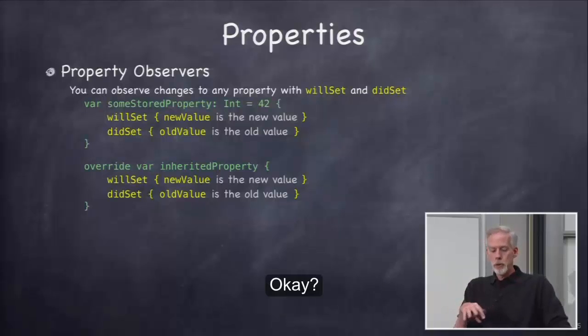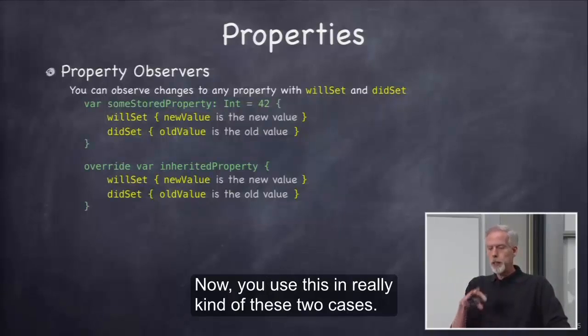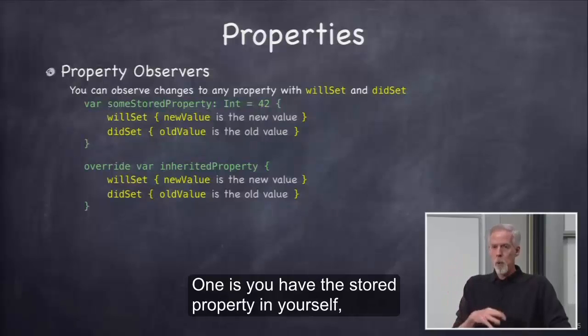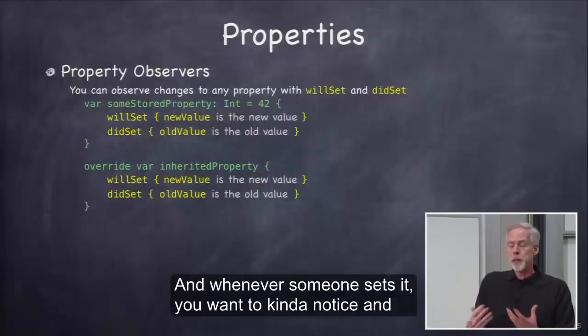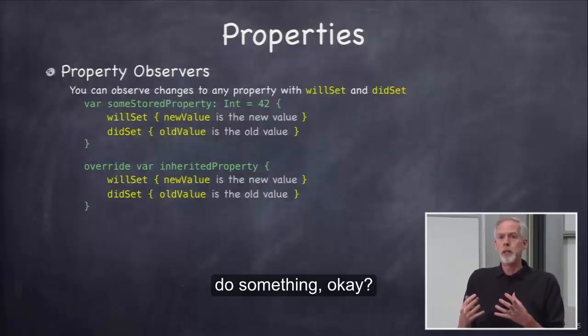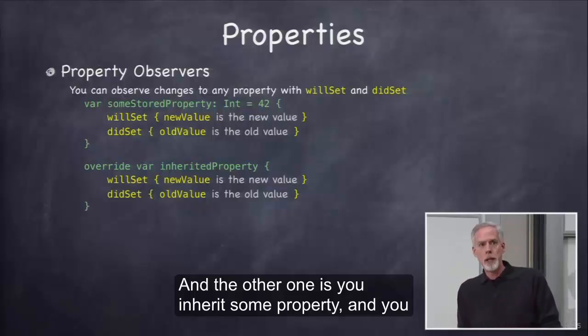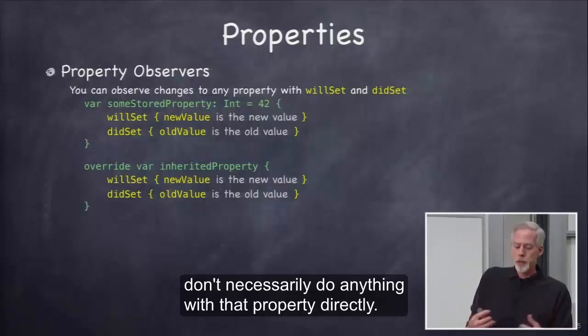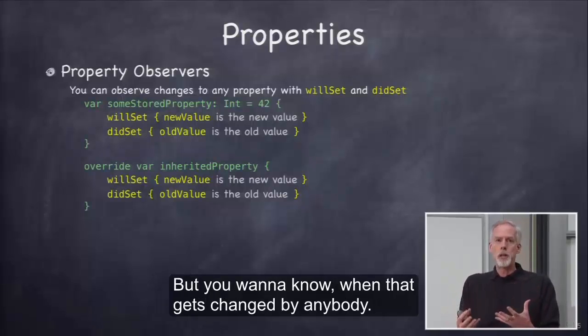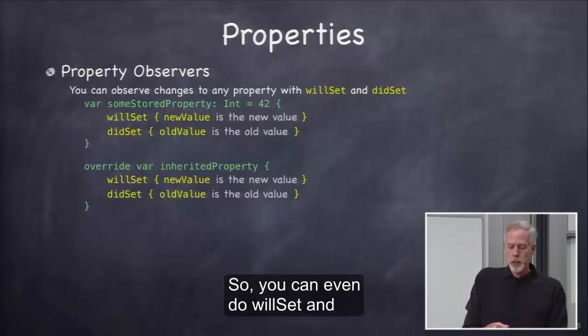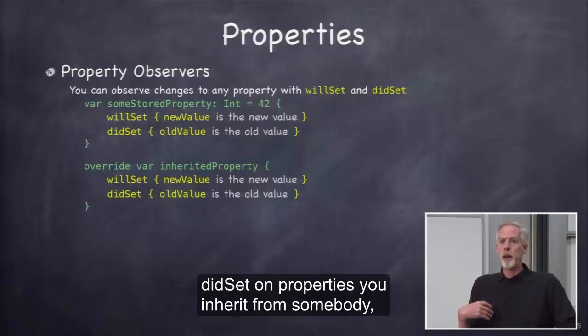Now, you use this in really kind of these two cases. One is you have a stored property in yourself, in your class, and whenever someone sets it, you want to kind of notice and do something. And the other one is you inherit some property, and you don't necessarily do anything with that property directly, but you want to know when that gets changed by anybody. So you can even do willSet and didSet on properties you inherit from someone.